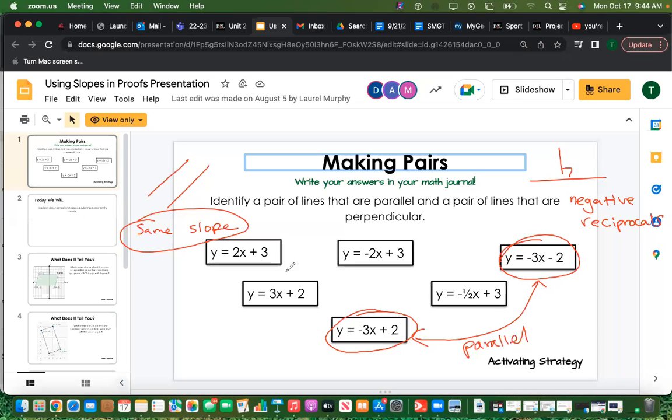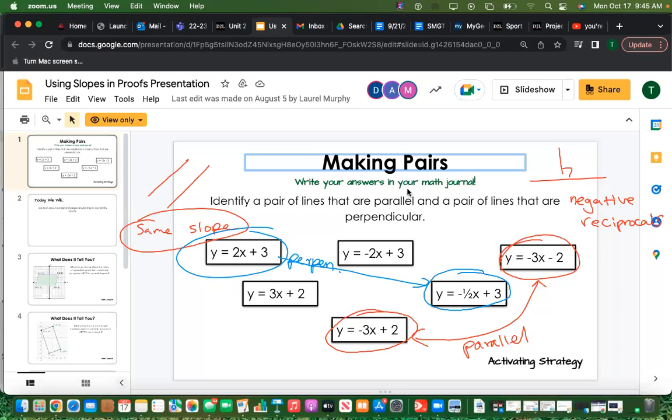Okay. Now, if I have something like this, negative 1/2 x plus 3, which one is perpendicular? That means that it's the negative reciprocal. That means that you're going to change the sign and flip the fraction. Exactly. Okay, so these are going to be perpendicular to each other. Oh, okay, I get it.